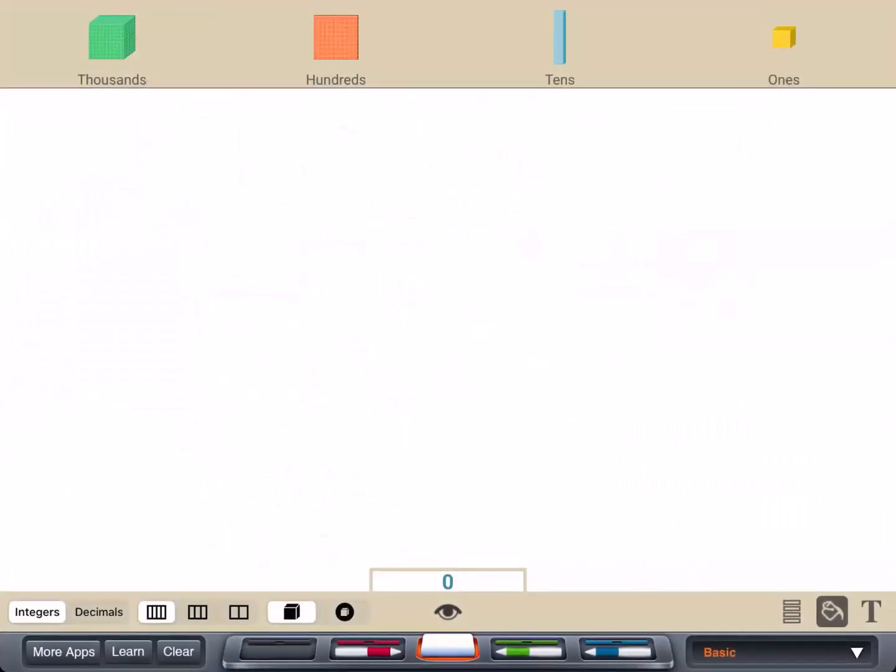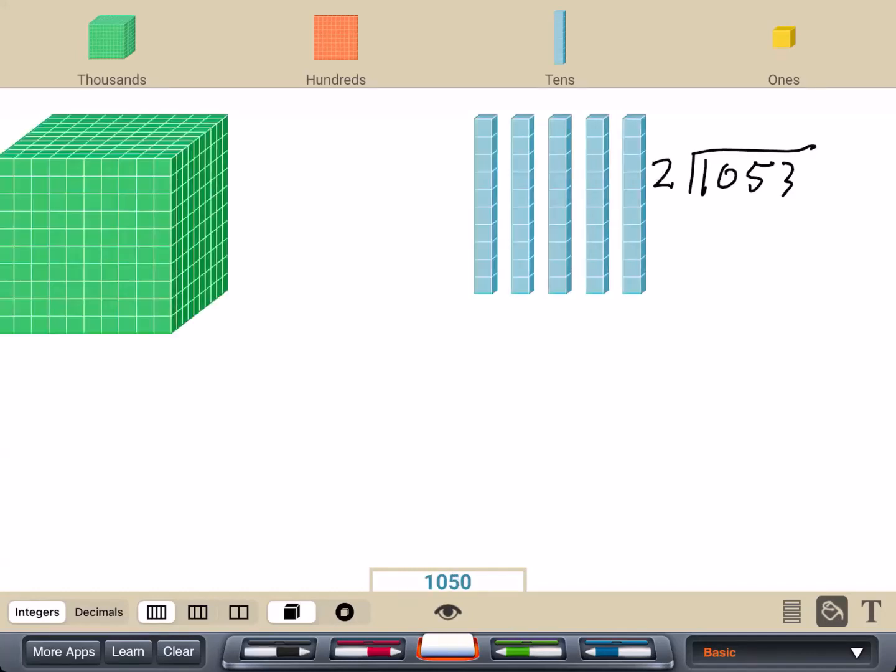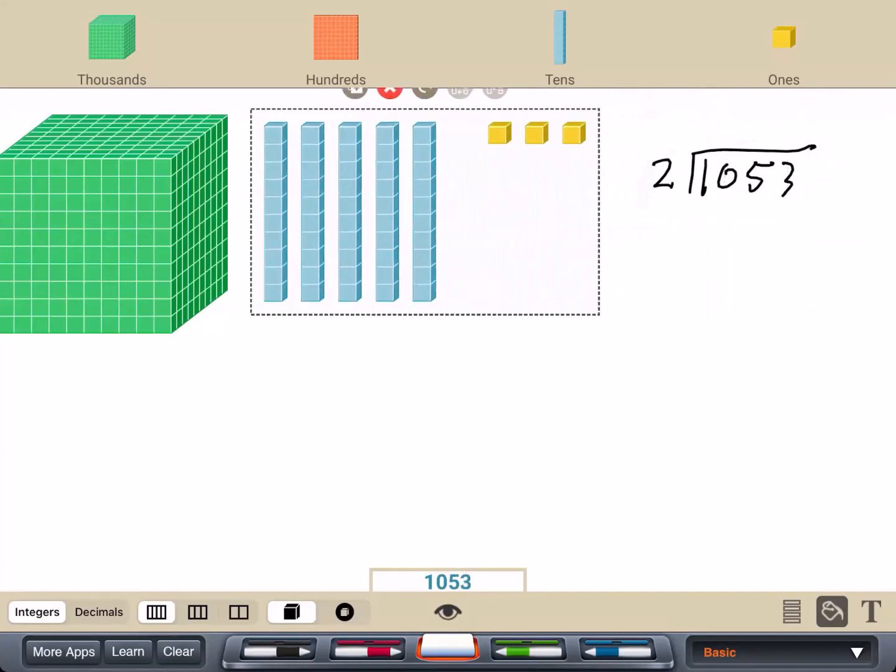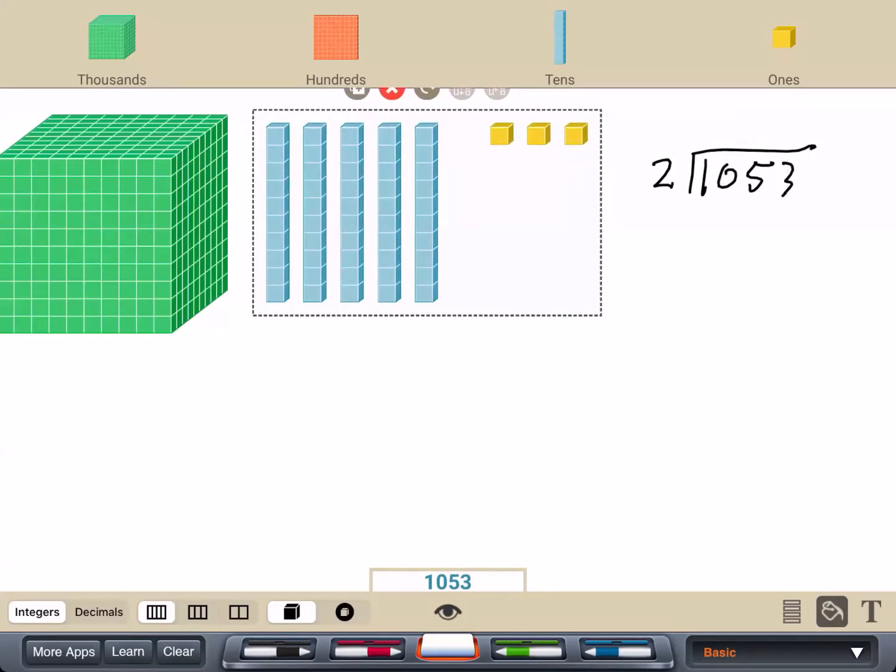So let's say that we had something like 1,053 divided by 2. Ultimately our goal is to take this number and divide by 2. So this is long division that we learned in 5th grade. But at least in my experience, most people don't understand why the process actually works. So to show a picture version of why this works, let's take 1,000, 5 tens, and 3 ones. And our goal is to split this number up into 2 groups.